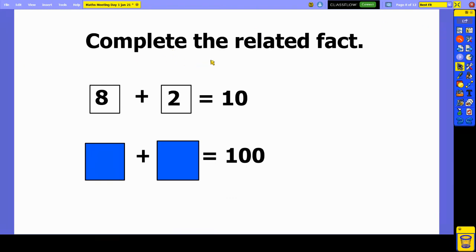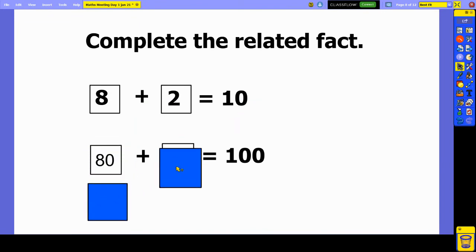Okay, complete the related fact. So if I know that 8 add 2 equals 10, then I know, could you please fill in this equation for me? Pause your video if you need to. Fantastic. Brilliant work, guys. So if I know that 8 add 2 equals 10, then I know that 80 add 20 equals 100. Wonderful work.